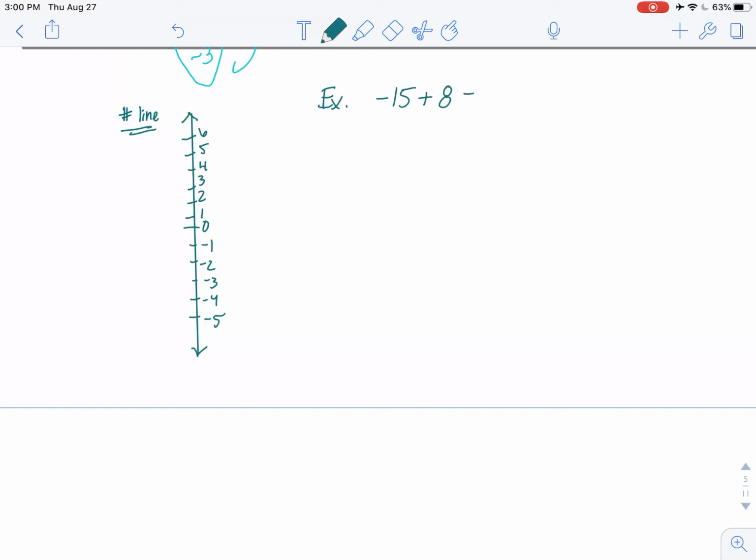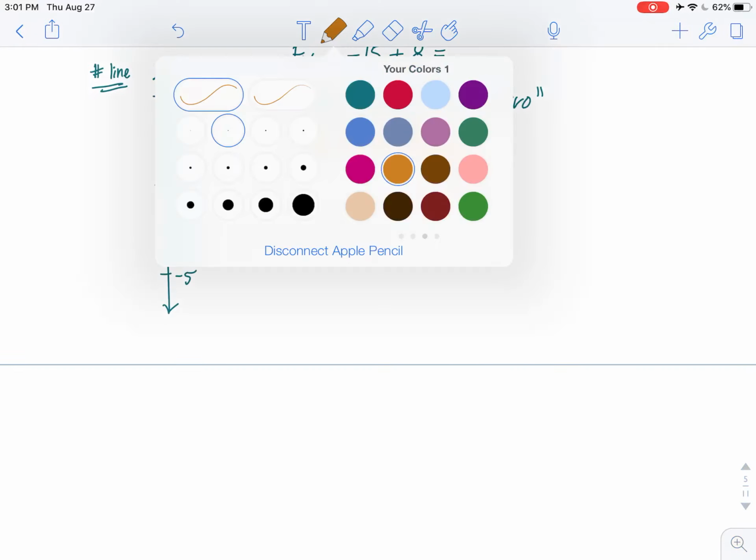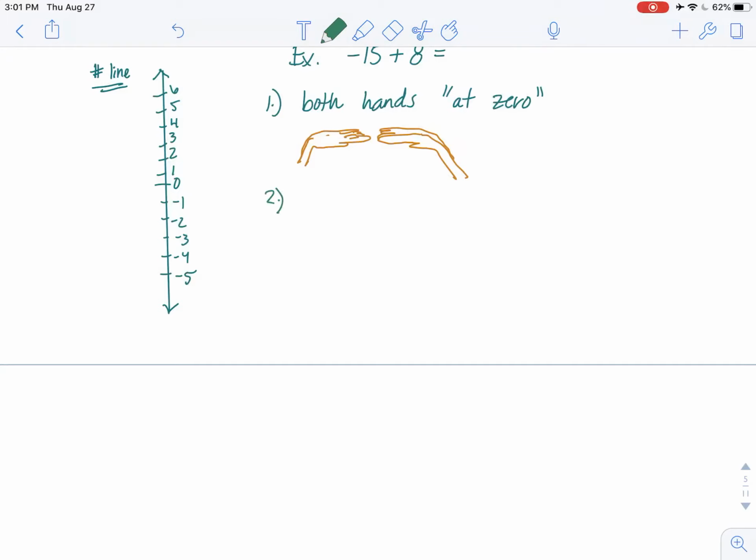So what we're going to do is we're going to look at the example, -15 plus 8. So we're going to start with both of our hands at 0. Okay, so I'm going to do my best to attempt drawing a hand. Okay, so both hands at 0. Then what we're going to do is we're going to move one hand to the first number. Leave the other hand at 0.